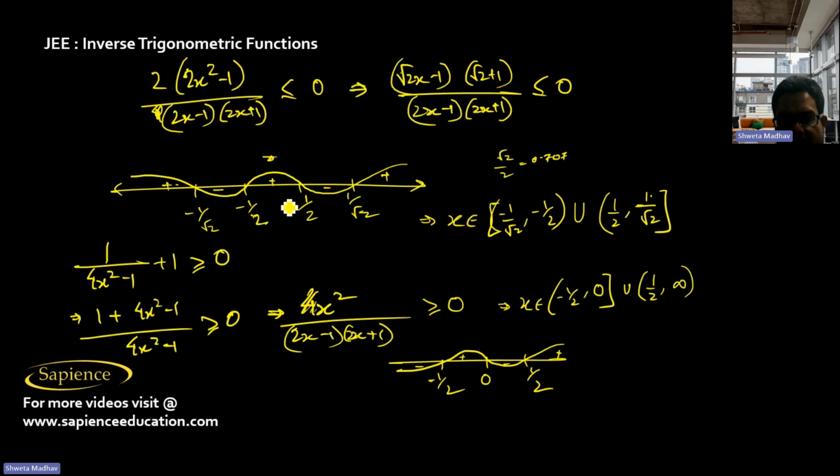So you have to now take the intersection of these two cases. So here this is this part, and this part here. Here we take minus half to 0, minus half is excluded here. Union half to infinity. So from half to infinity. So only this part is coming common.